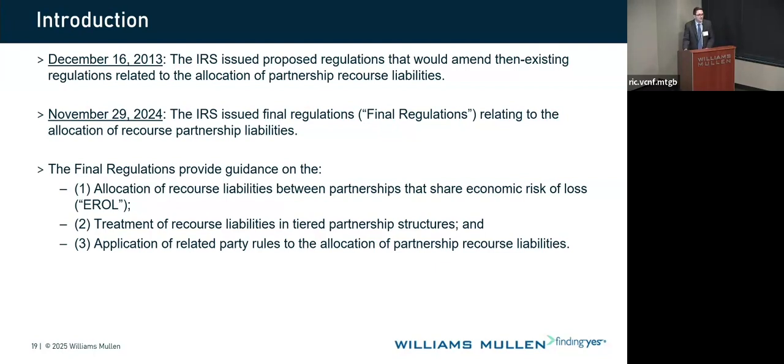And the final regulations provide guidance on a multitude of issues, and they clarify some pain points from the 2013 temporary regulations. And those primarily relate to overlapping economic risk of loss, the treatment of recourse liabilities in tiered partnership structures, and the application of related party rules for the allocation of recourse liabilities.